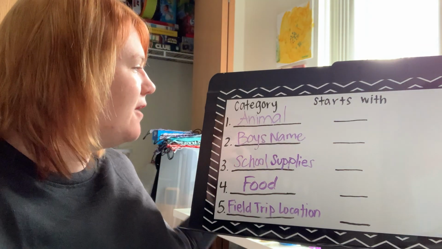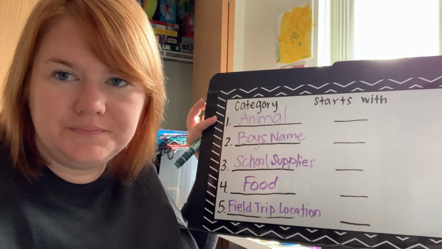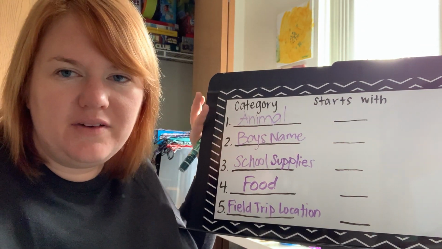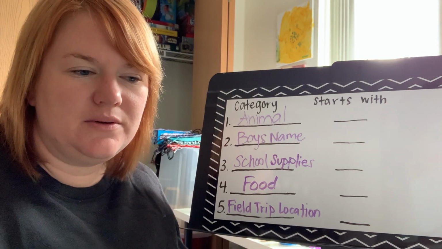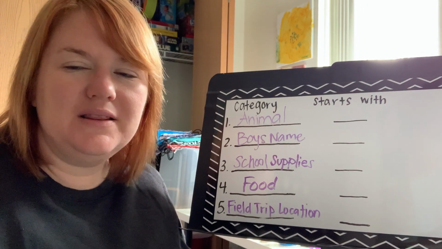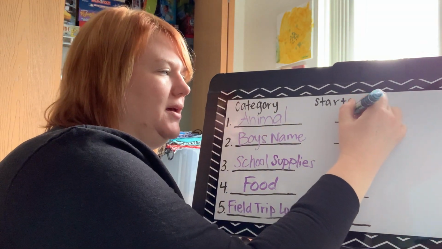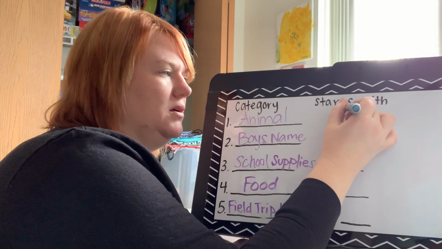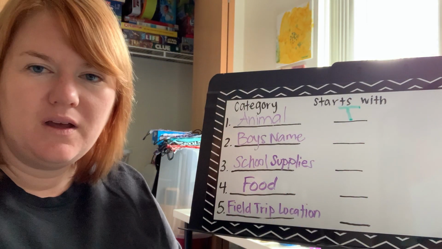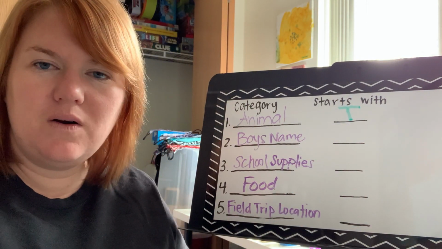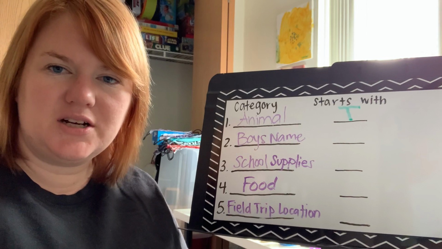Okay, so our first category is animal. And so you're going to think of an animal that starts with, let's see what the computer says, the letter T. So an animal that begins with the letter T. All right, pause your video and think of your answer.